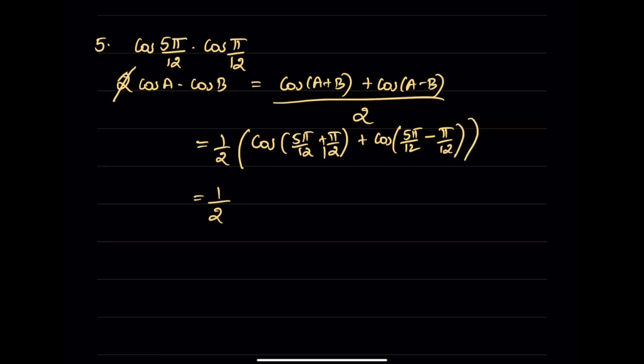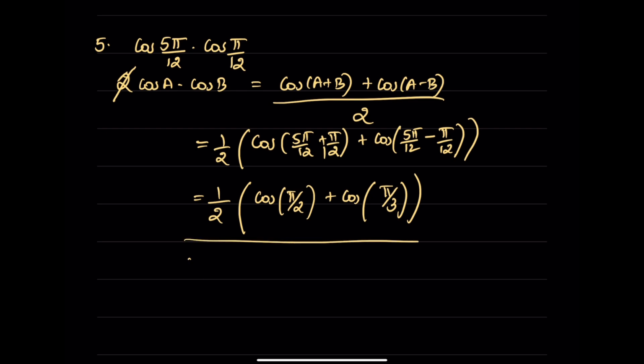Let's solve this. So this is 1 by 2 multiplied by cos of 6 pi by 12, which is pi by 2, plus cos of 4 pi by 12, which is pi by 3. So this is actually your answer for the question. But if you want to apply the values, you can do so just for the sake of practice. So cos pi by 2 is 0, plus 1 by 2. So your answer is 1 by 4.